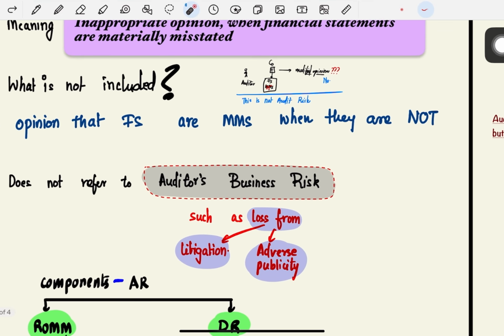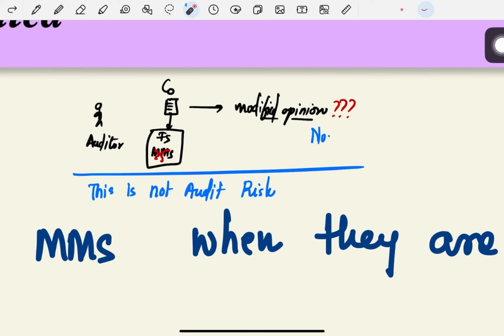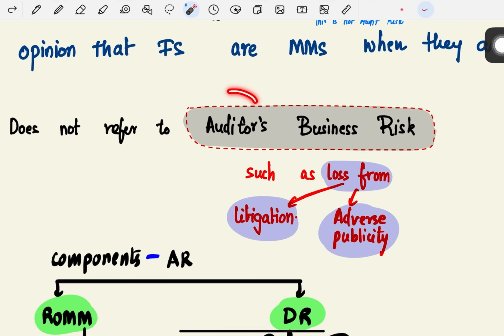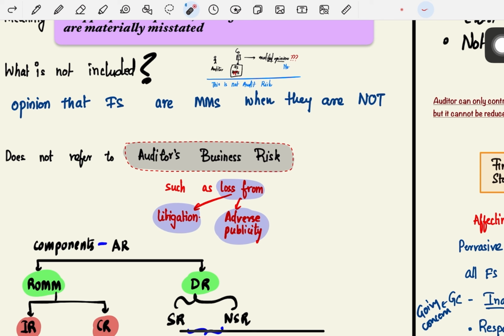Now what is not included in audit risk? Two things are not included. The first one is an opinion that the financial statements are materially misstated when they are not. For example, the company's financial statements are absolutely perfect, but still the auditor is giving a modified opinion. This does not amount to audit risk. And the second thing is that audit risk does not include the auditor's business risk, such as loss from litigation or adverse publicity. So these two are never considered a part of audit risk.